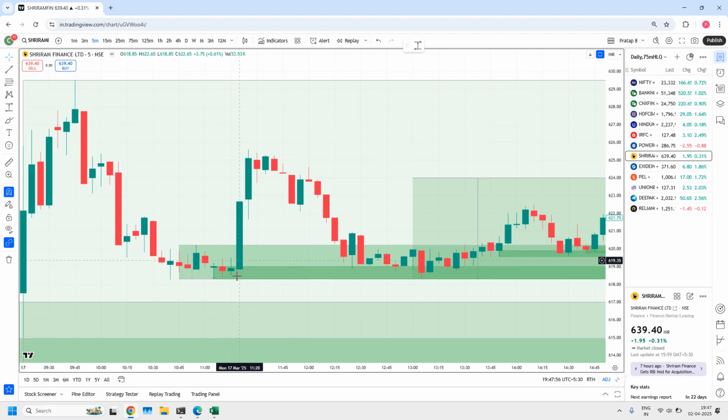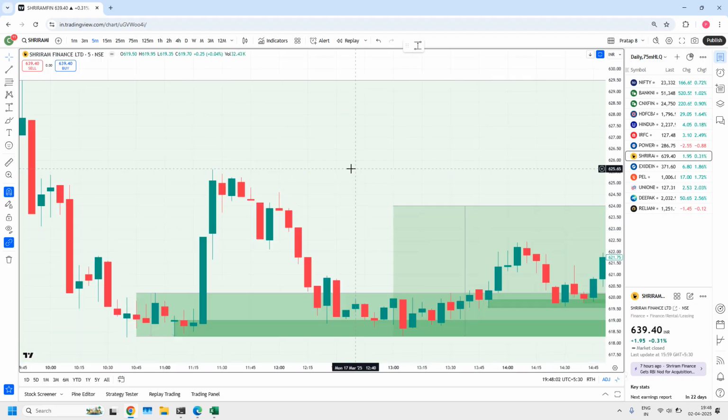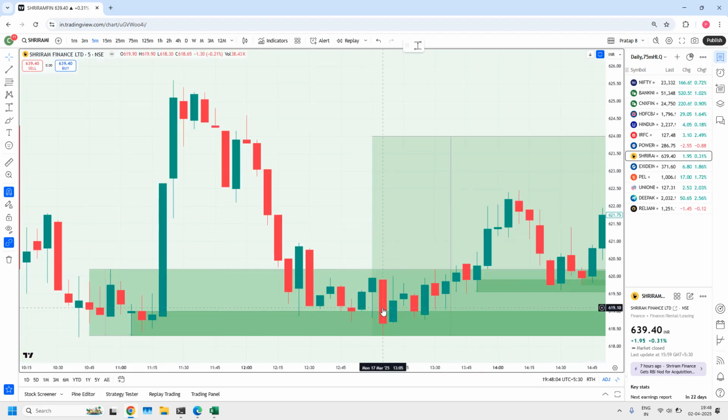Okay, this is a fine-tuned 5-minute zone. Now this is the origin for this entire 75-minute zone. See the 75-minute zone: the low of this candle and the low of this candle are both the same. See what the low is. The low of this candle is 618.30. And what about the low of this candle? This is also 618.30.